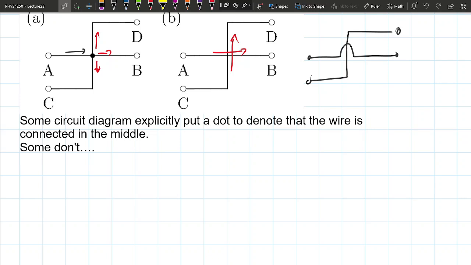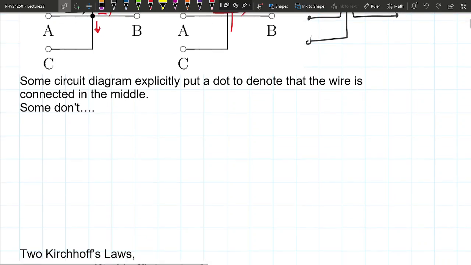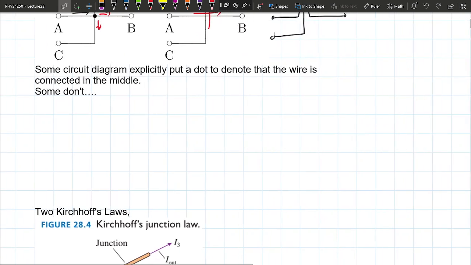Look at the other diagrams the book uses. If the book actually uses a dot, that means this one is not touching. If the other diagrams are like this, that means this is actually connected. So that's unfortunate.